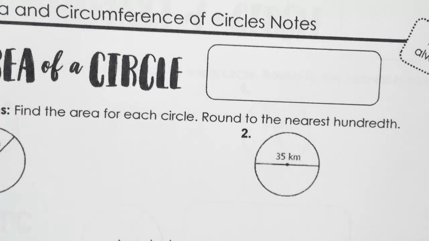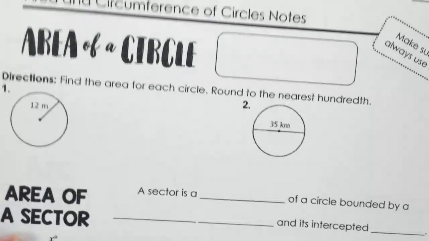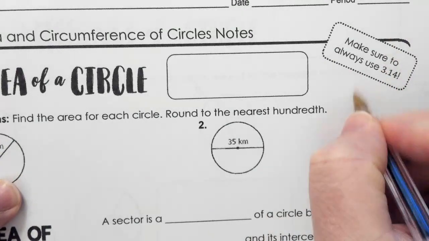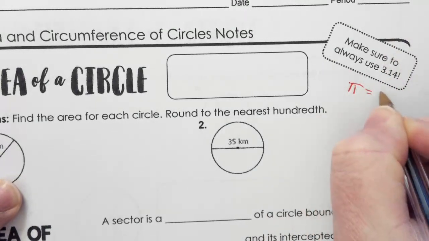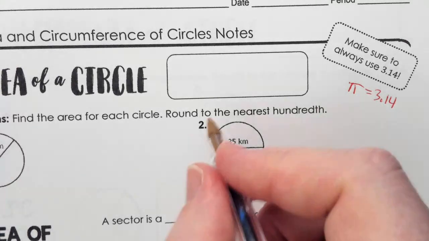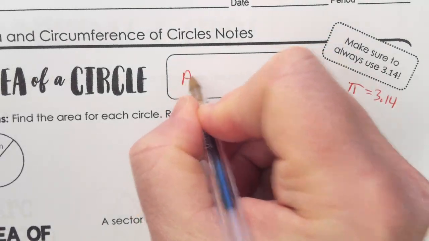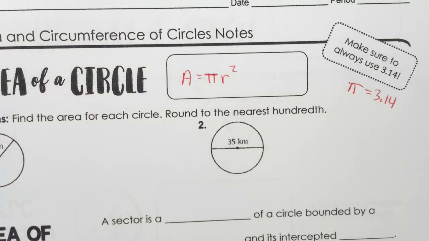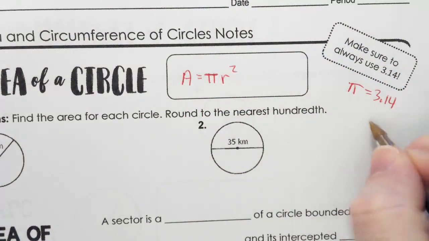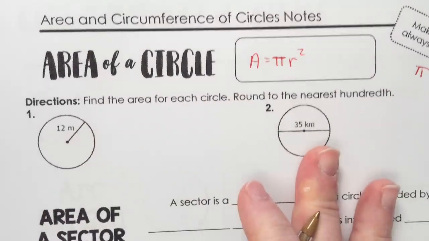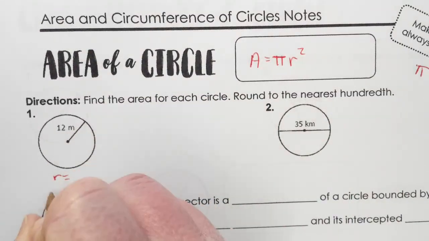All right, so we're on page 6. First of all, for pi we're going to be using 3.14. So pi equals 3.14. That's our symbol for pi. Okay, so area equals pi r squared, where r is from the center to the edge. On every single problem with a circle, I want you to find both the radius and the diameter. So for number 1, radius and diameter.